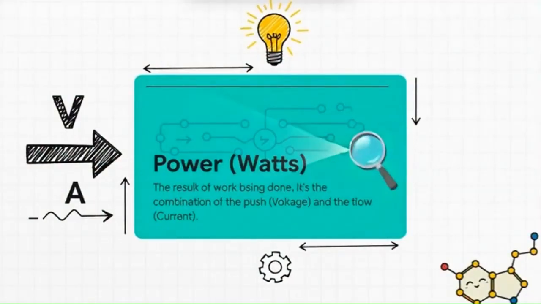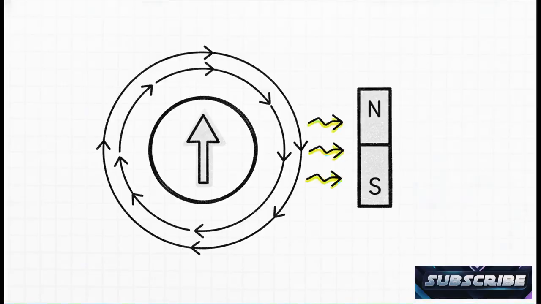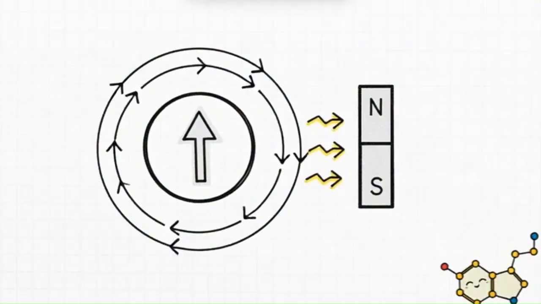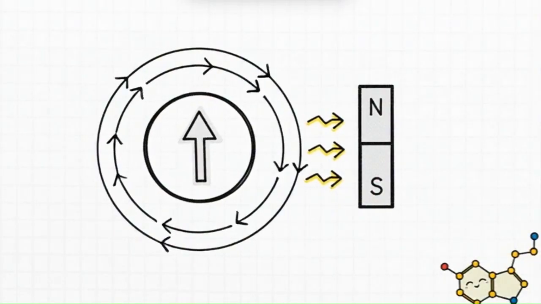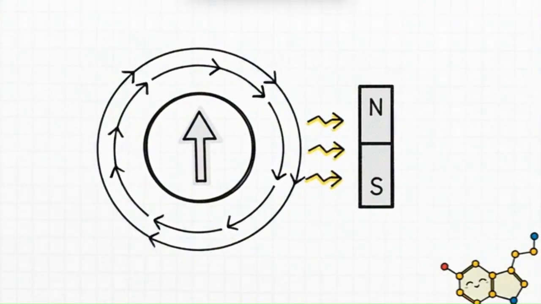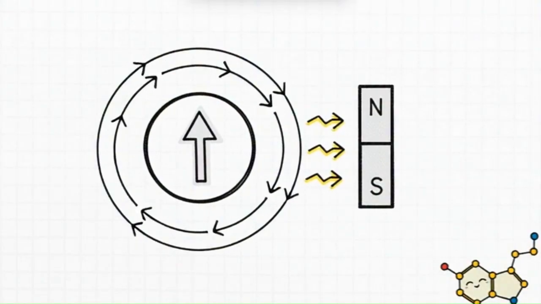And finally, we get to the real magic trick. This is the discovery that changed everything. It turns out that whenever you have moving electric charges, they create an invisible magnetic field around them. This incredible link between electricity and magnetism isn't just a neat party trick. It is the engine of our entire modern world. It's the principle that makes every single motor spin, in everything from your fan to a blender to an electric car.